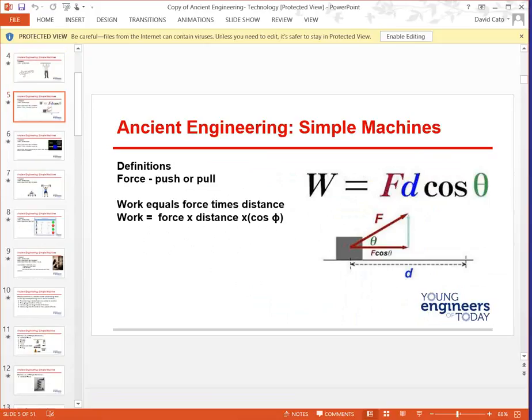So the purpose of learning these simple machines is joule. Jaden says joule is Joule for the scientist.